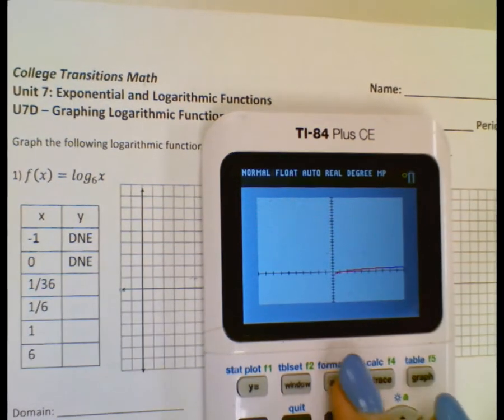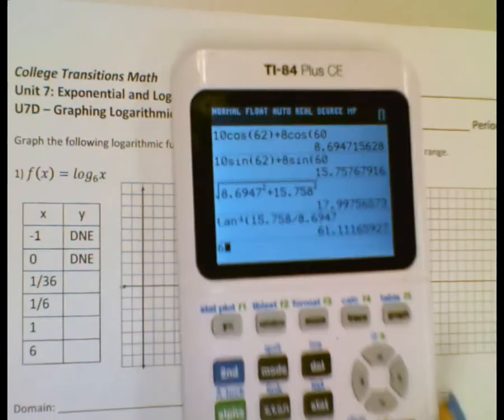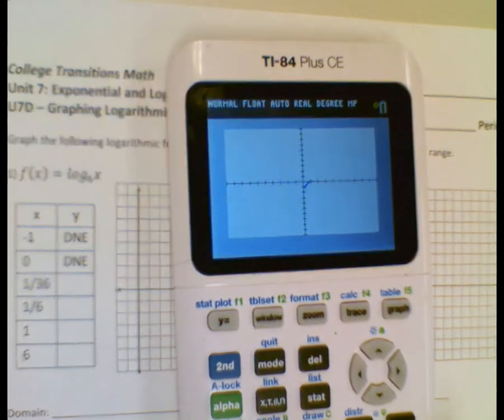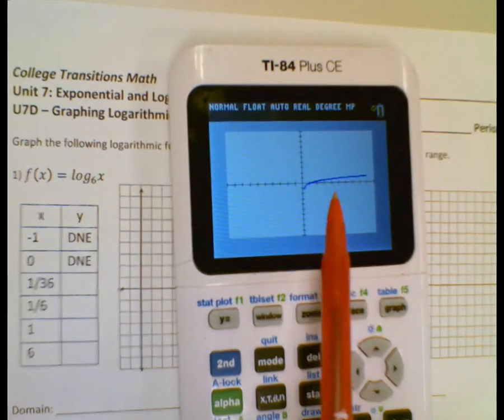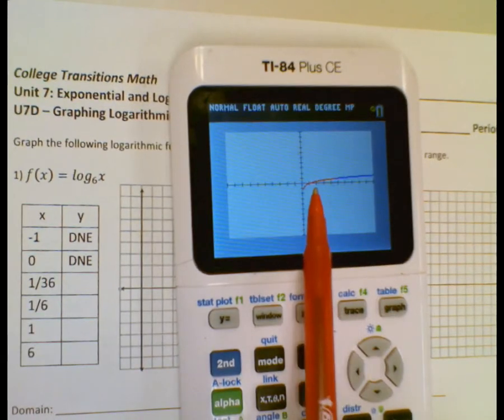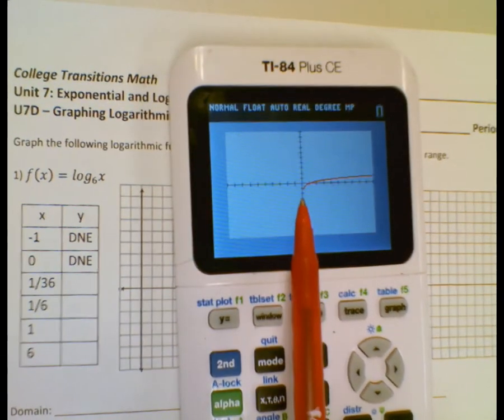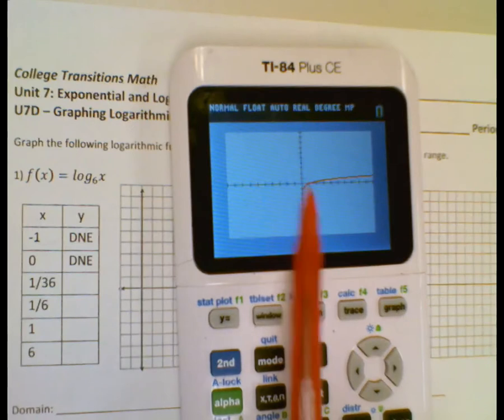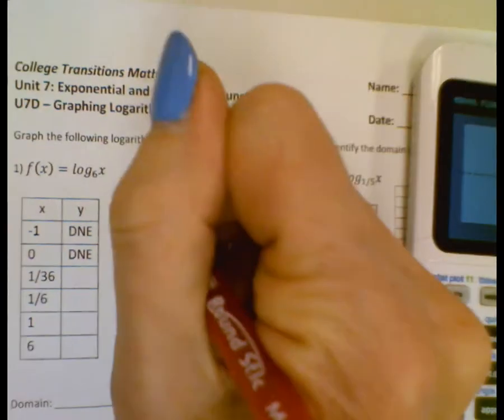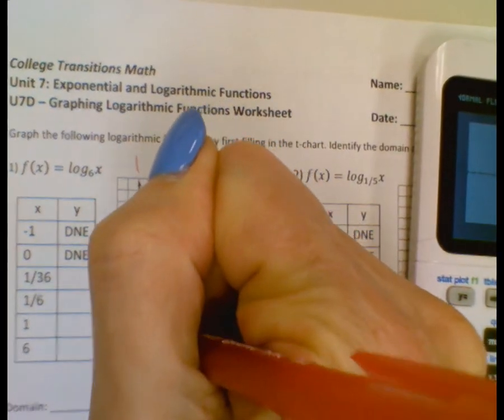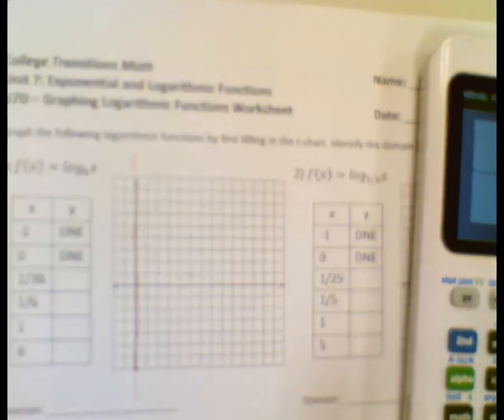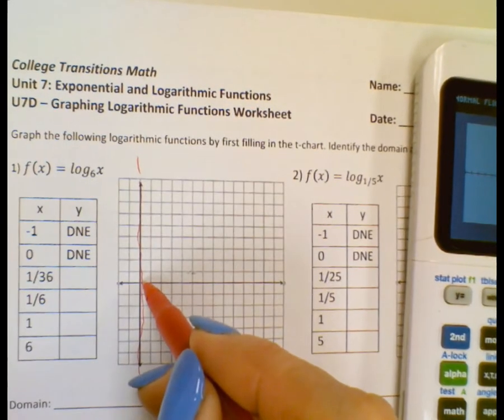I'm going to press zoom 6 here. Zoom 6 gets me on a normal screen. So you can tell it's pretty close to the x-axis here. Okay. Now, even though it looks like it stops, it does not stop. It goes all the way down. Your axis is definitely the 0. Now, 1/36 is so close to 0 that it's barely graphable.